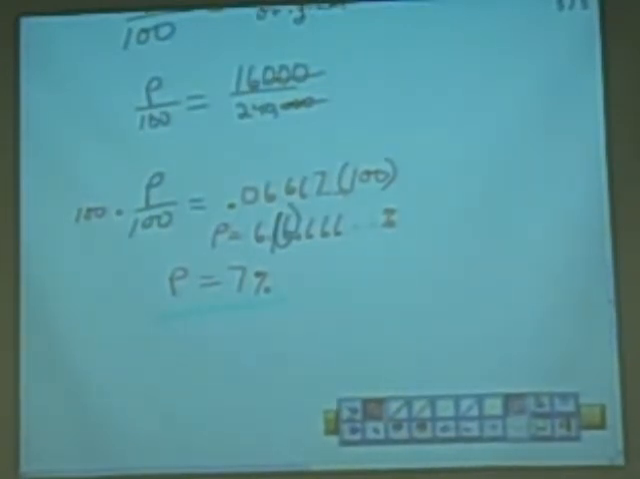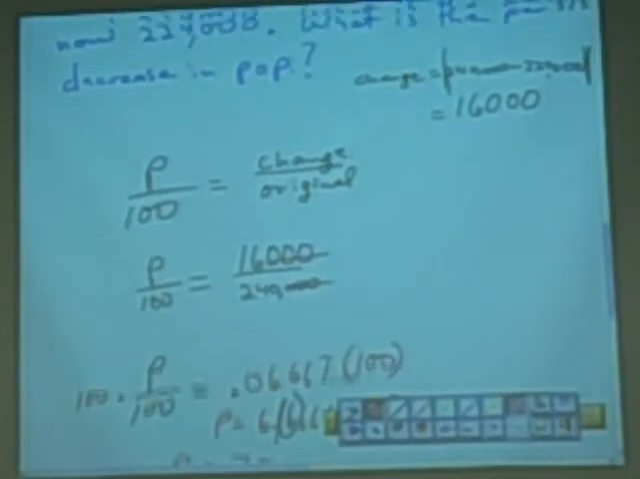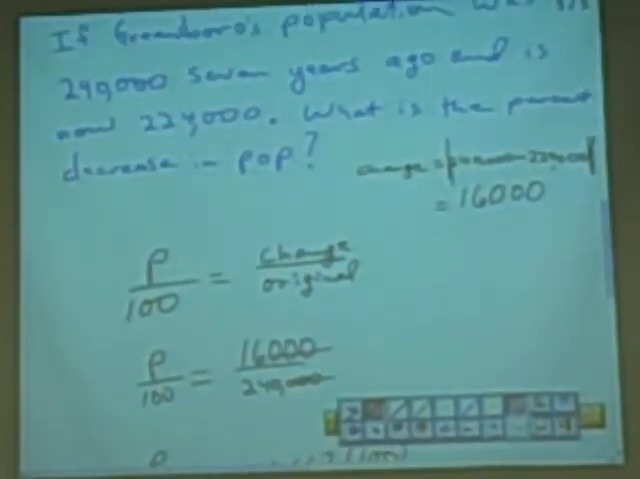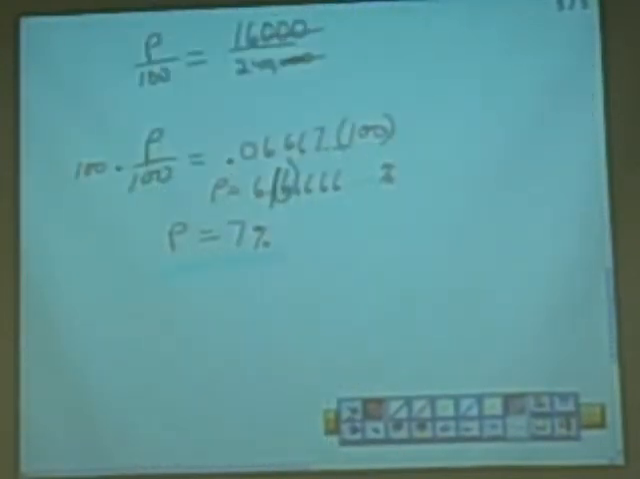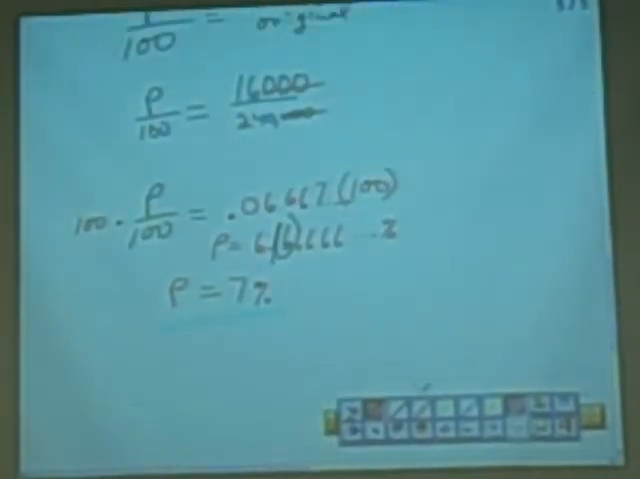So what does that represent? 7% what? Decrease, right? 7% decrease or decline in population. Okay? Alright.